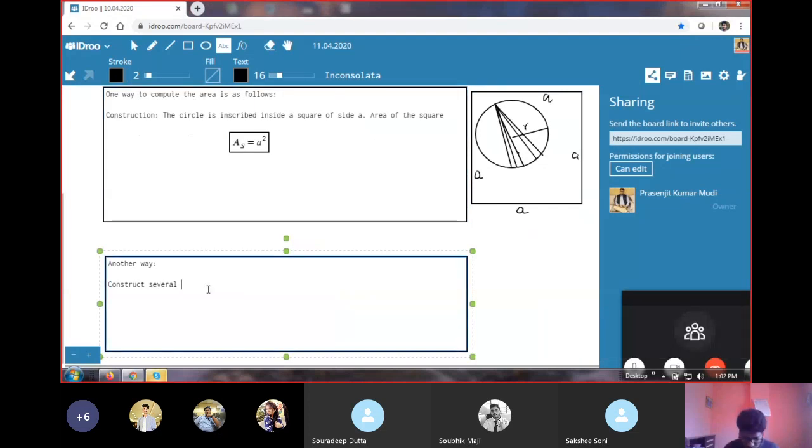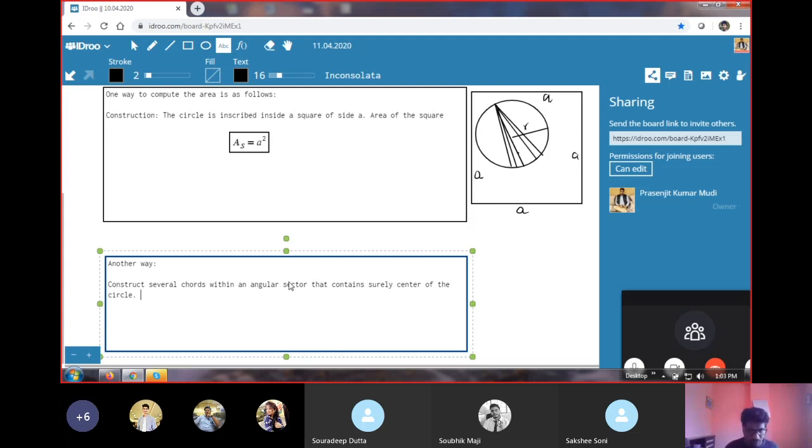Okay, so construct several chords. Here, this is an angular sector, chords within an angular sector contains surely the center of the circle. Okay, several chords, and try.